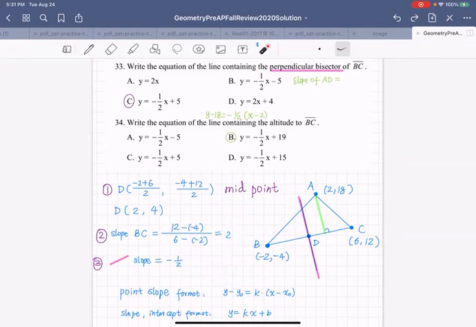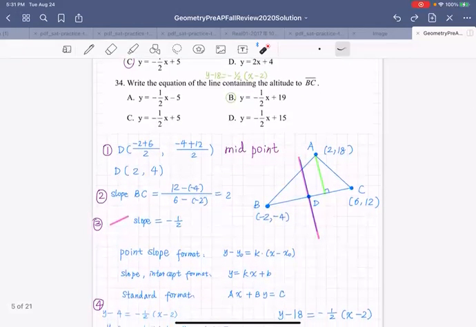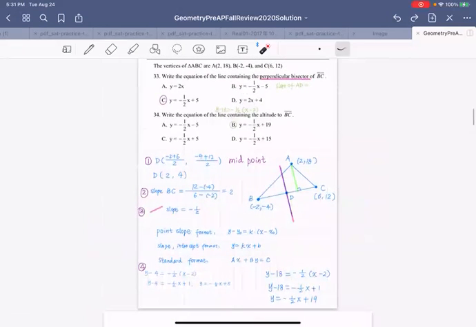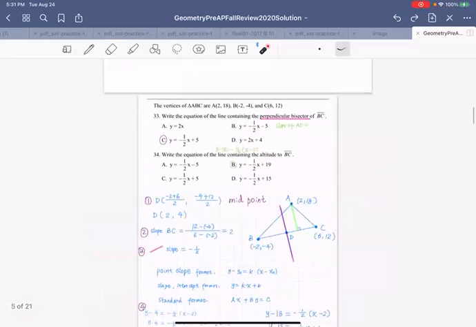Not finished yet. Last step. You know this point? You know the slope here. So you plug into the point-slope format, right? Yes. Okay.